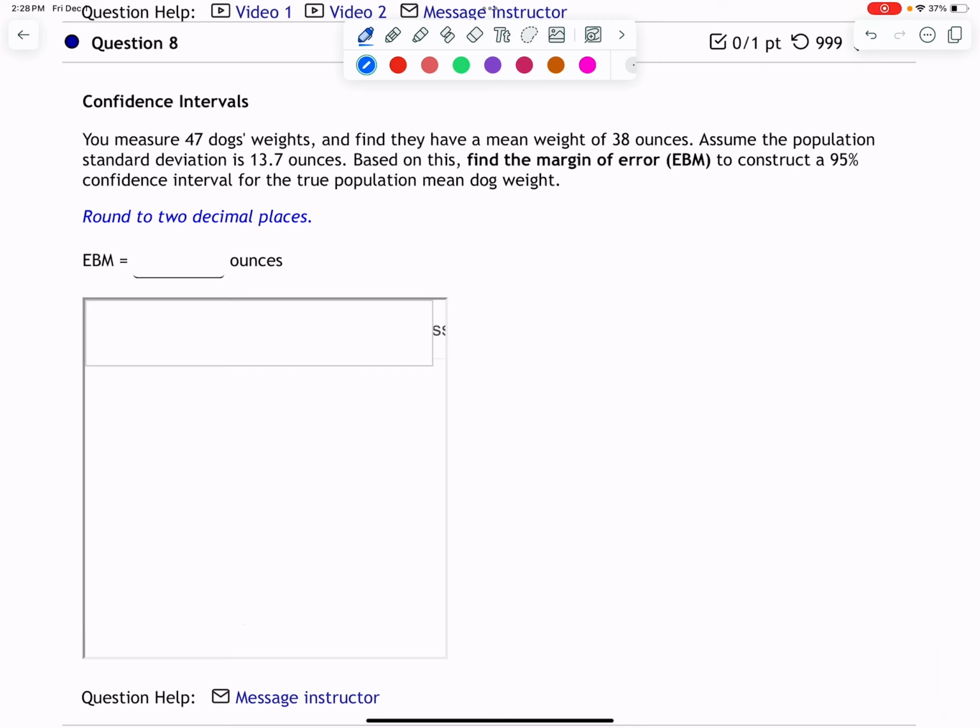Eight's a little different because they give you more information to work with. So let's go through the word problem and find the important parts. You measure 47 dogs' weights. This, to me, sounds like a sample size. You find they have a mean weight. So we have a mean, and this is a sample of 47 dogs. So this is X bar.